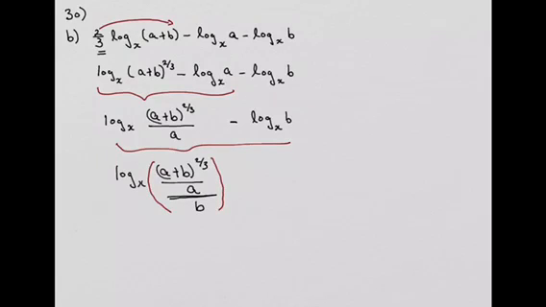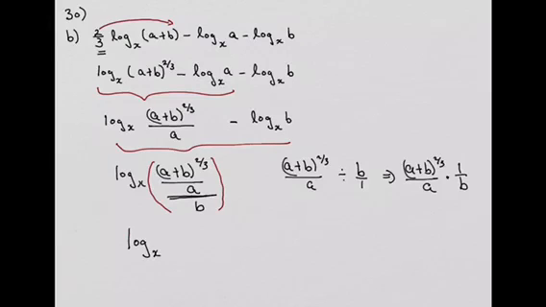So if I simplify that on the side, I have a plus b to the 2/3 power over a divided by b, which is like b over 1. And we know that division changes to multiplication, so we have a plus b to the 2/3 power over a times 1 over b. So the inside here can be written as log base x of a plus b to the 2/3 power, all of that over ab.